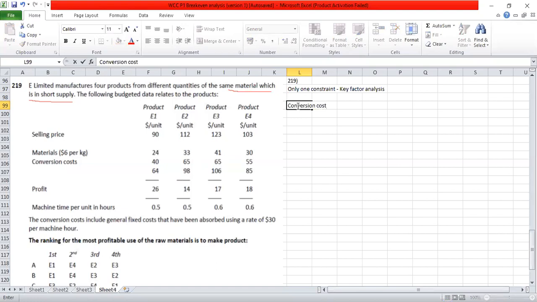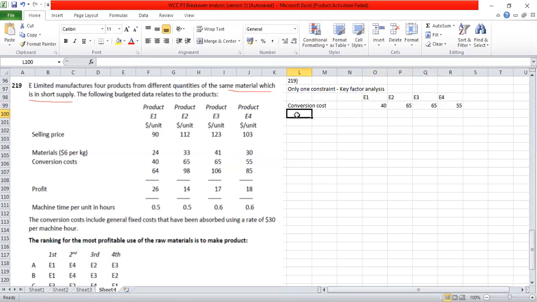Conversion cost for E1, then we have E2, then we have E3, and then E4. Conversion costs are given as 40, then we have 65, then again we have 65, then we have 55.